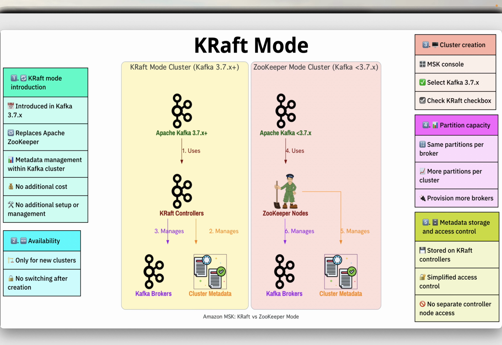Metadata storage and access control. In KRaft mode, your cluster's metadata is stored on KRaft controllers within Kafka and not external Zookeeper nodes. Therefore, you don't need to control access to controller nodes separately as you do with Zookeeper nodes.